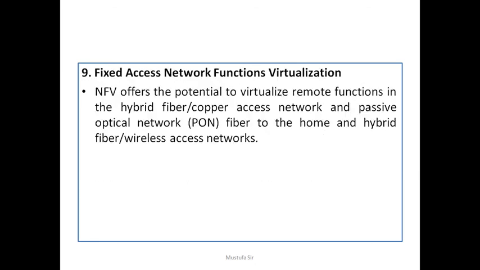And the last one is fixed access network function virtualization. See, NFV offers the potential to virtualize remote functions in the hybrid fiber or copper access network and passive optical fiber cable to the home. This use case has the potential for cost savings. The benefit is that virtualization supports multiple tenancy in which more than one organizational entity can be allocated or given direct control of a dedicated partition of the virtual access node. So basically, a fixed access node for network function virtualization can be made for a particular specific purpose, and you can achieve the result.